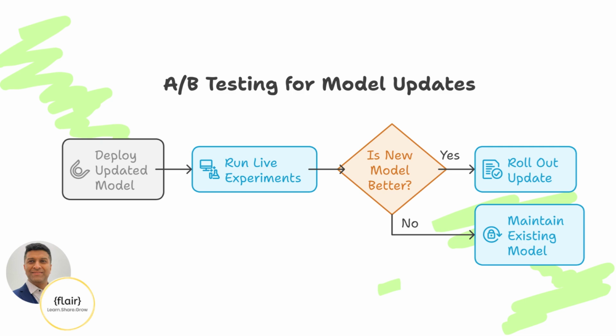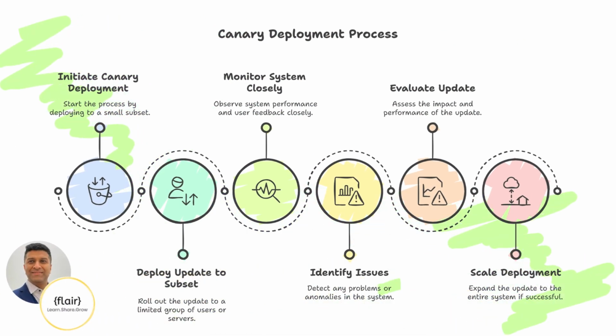That makes sense. A/B testing becomes even more crucial with continual learning. Are there other techniques to manage these live updates? Canary deployment is another helpful one. It's about dipping your toes in the water before you dive in. You roll out the update to a small subset of users or servers and monitor it closely to make sure everything runs smoothly before scaling it across the system. It's a great way to limit risk if something goes wrong. Exactly, you're containing the risk.